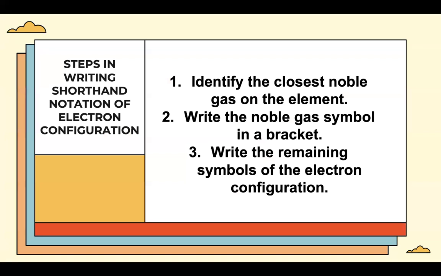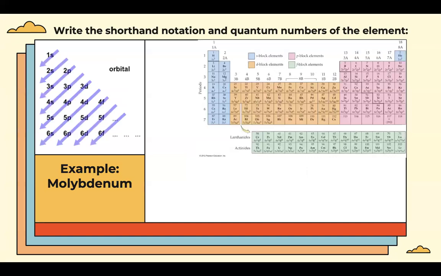All right. But I would like it to be applied right away. So let's give an example. So again, remember, in writing shorthand notation of electron configuration plus the quantum numbers, you need the following. First is your periodic table with you. Second is your mnemonic of the electron configuration. Now, for example, let's have the element molybdenum to get the shorthand notation plus its quantum numbers.